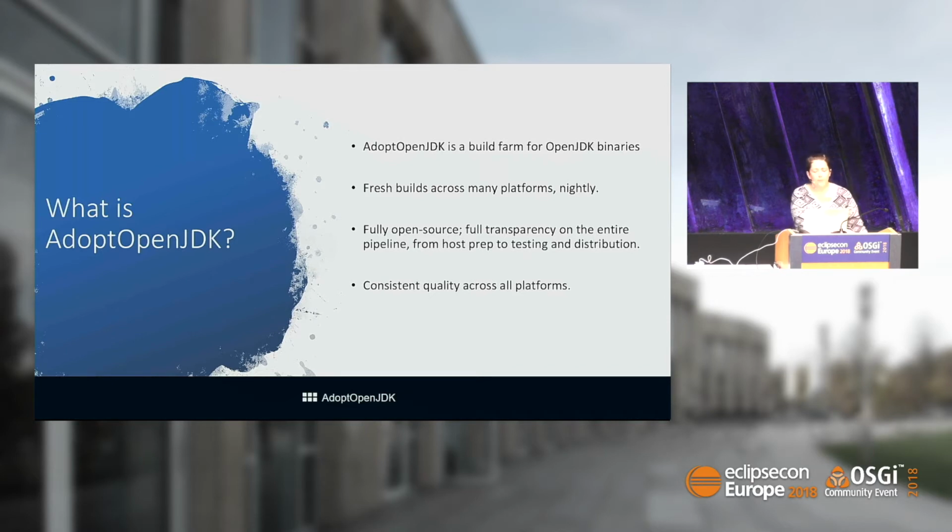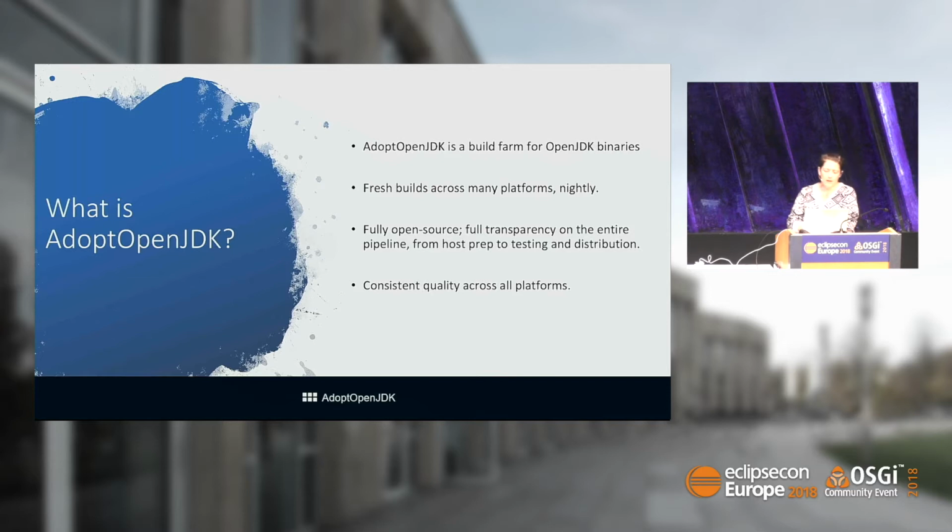So it's a build farm for building OpenJDK binaries. In fact, not just building them, but testing them. We run nightly pipelines and create nightly builds across many platforms. It's fully open source, fully transparent. The entire pipeline, all the way down to how machines are configured, through the build, through the testing, through the distribution, can be seen in the AdoptOpenJDK GitHub repos, and I'm going to guide you through some of that today.